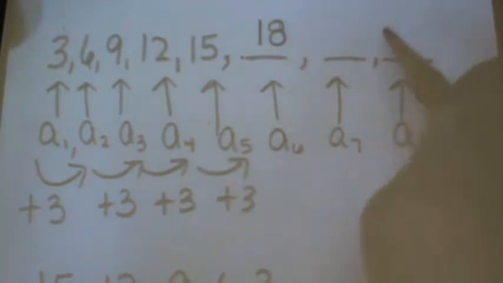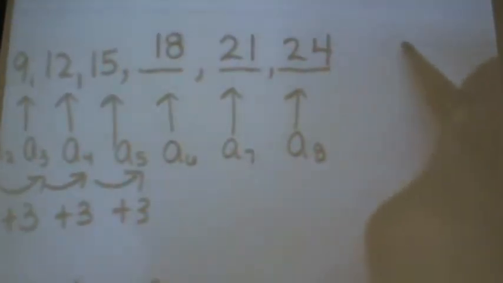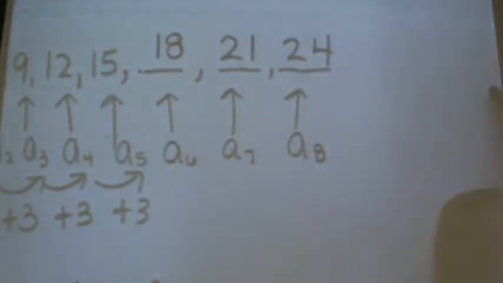So, if you have a pattern where you're either adding or subtracting a set number, it could be a positive number or a negative number, we will call this an arithmetic sequence. Arithmetic means you're adding or subtracting the same number to get the next term. So how would you get the 7th term? You get 21. Add 3 and you get 24. How would you get the 9th term? Add 3. How would you get the 100th term? Add 300.